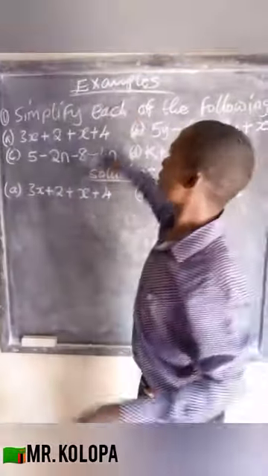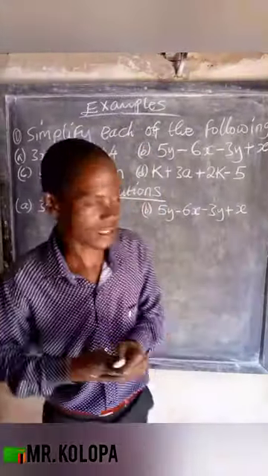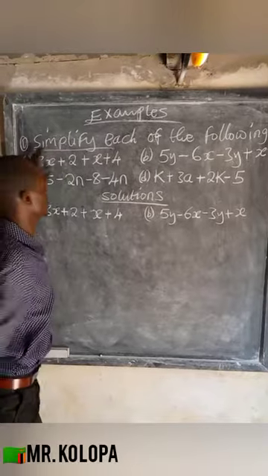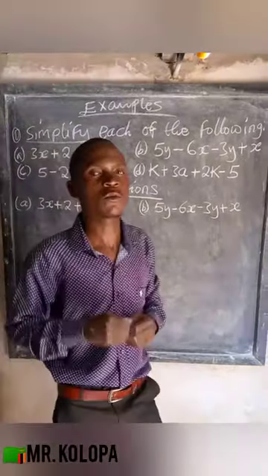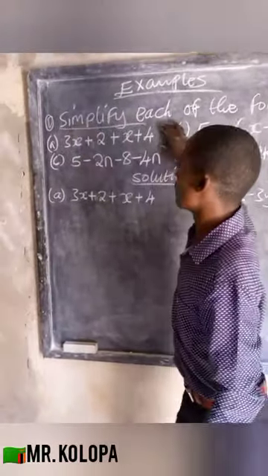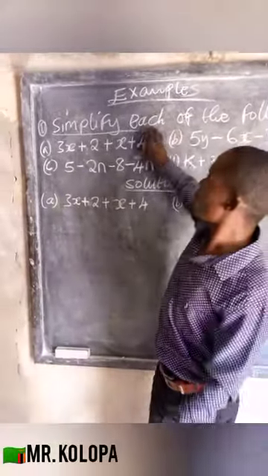Let's try now to look at the examples under the like terms and unlike terms. So we are taught to simplify. Very important. Simplify. To simplify, what does that mean? If you look at this question, it's too long. So when we talk of simplify, we want to reduce this question.